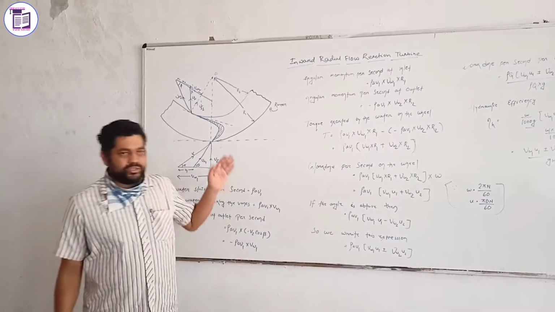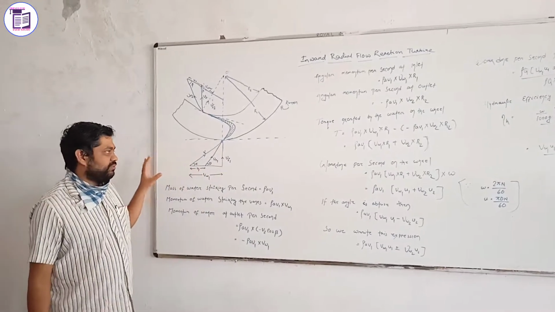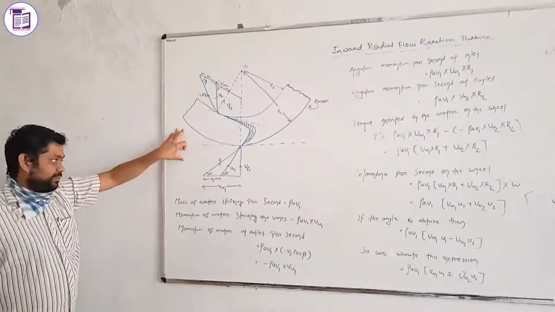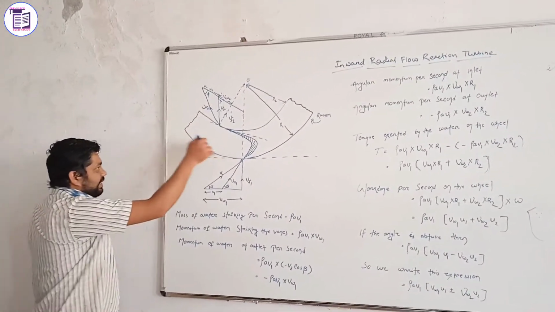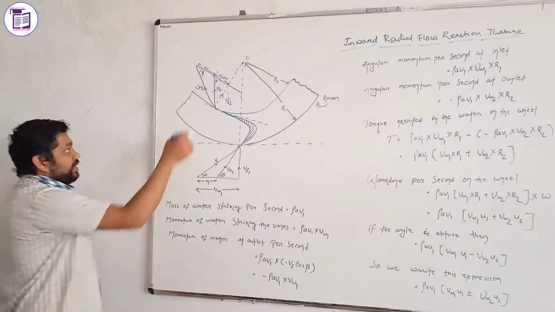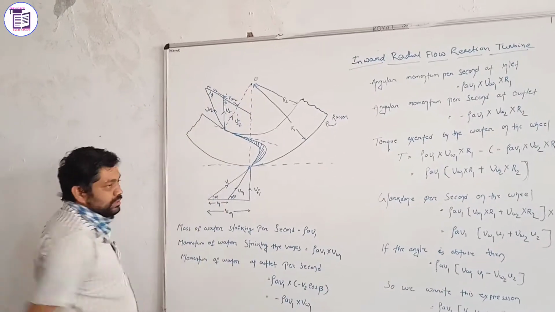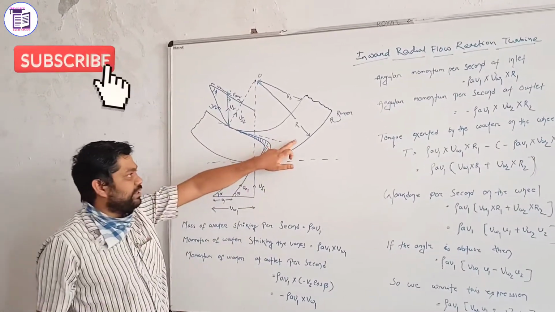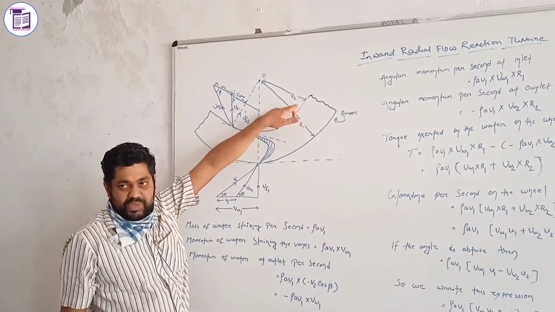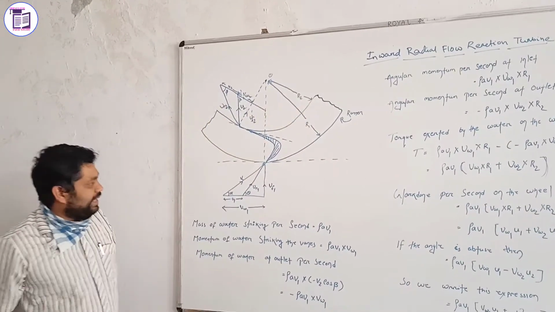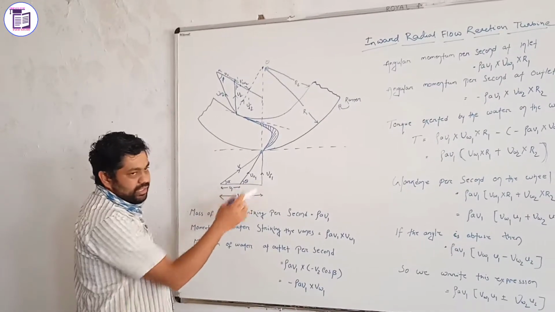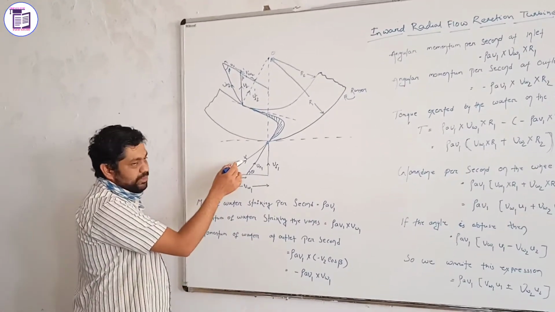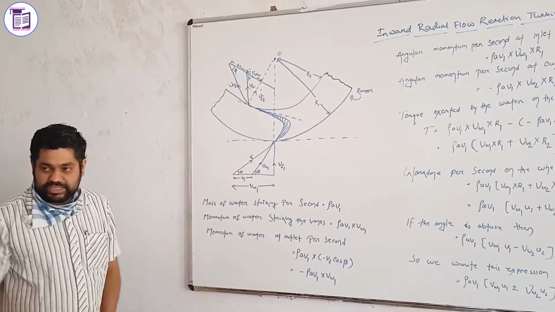This is the study of the velocity diagram of the inward radial flow reaction turbine. This is the radial shape. If you consider a point O, the origin, then R1 is the inner radius and R2 is the outer radius. And this is VF1, which is called the flow velocity. And this is V1, the inlet velocity of the jet.